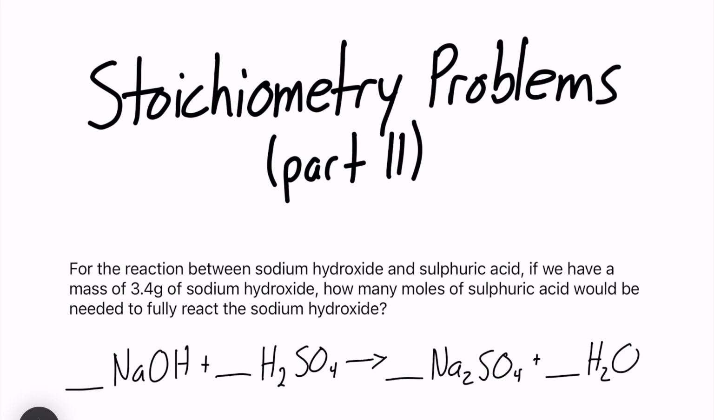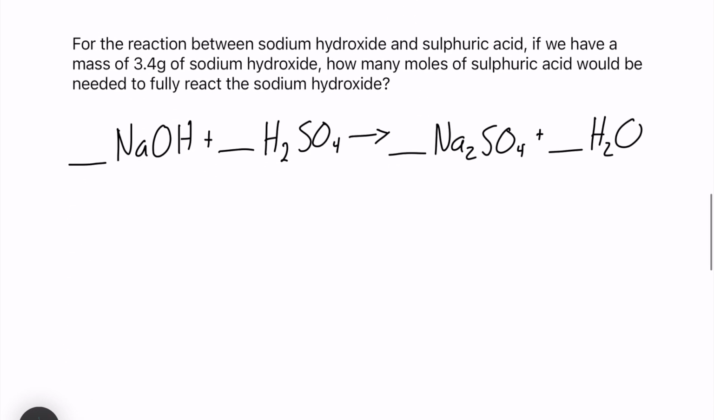So for number one, it says for the reaction between sodium hydroxide and sulfuric acid, if we have a mass of 3.4 grams of sodium hydroxide, how many moles of sulfuric acid would be needed to fully react with the sodium hydroxide? So the first thing to do with these stoichiometric problems is actually to balance this reaction.